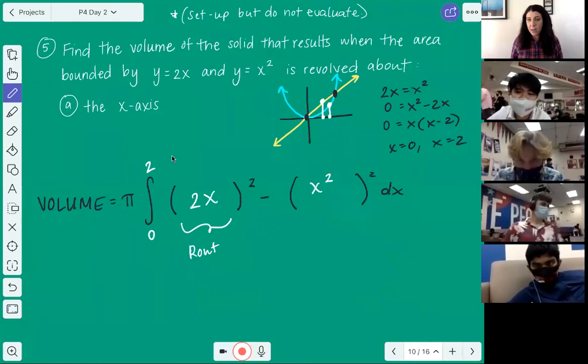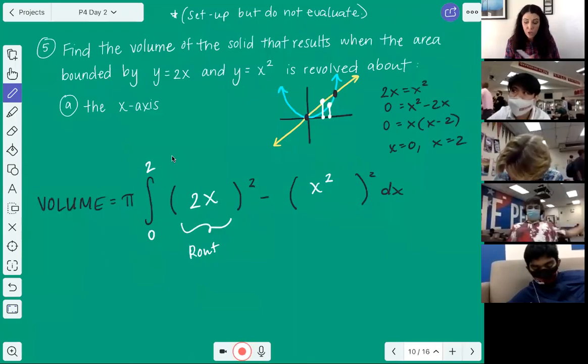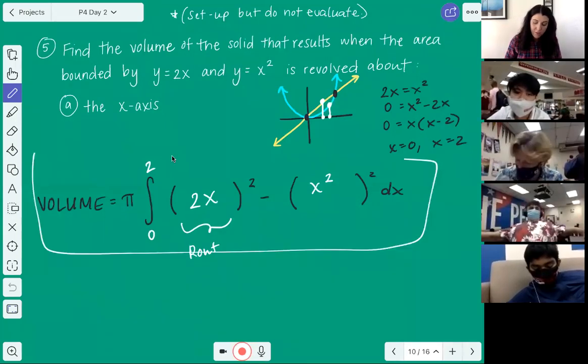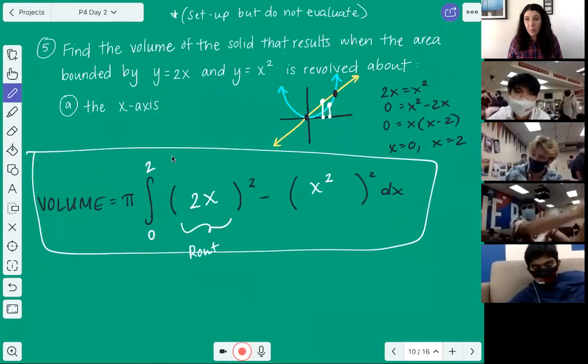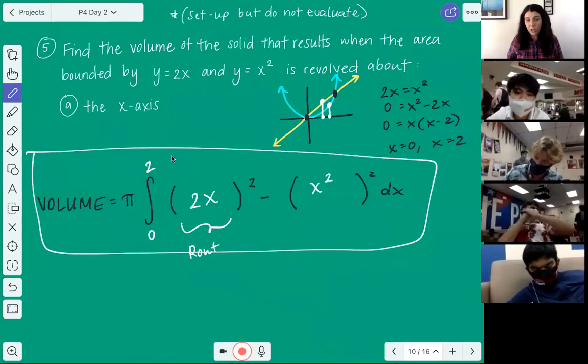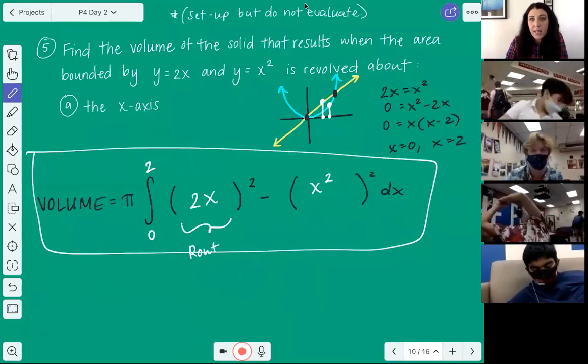I know we're out of time. This alone, just writing this, is often worth 3 points. Okay, it's a lot of points without having to solve a whole bunch of stuff. I'm going to stop us there because I think the bell just rang.